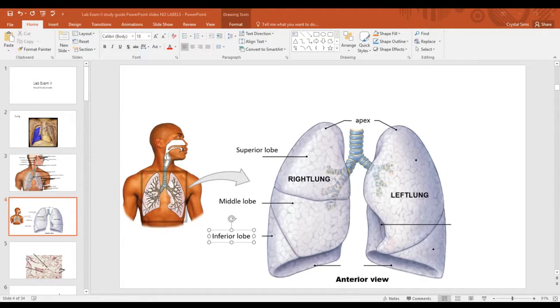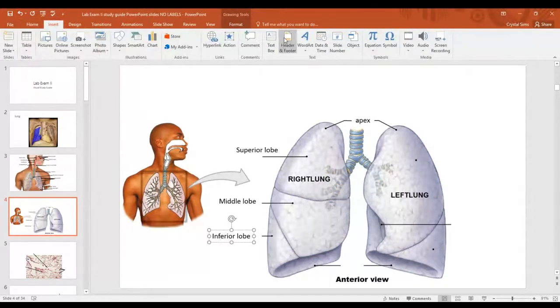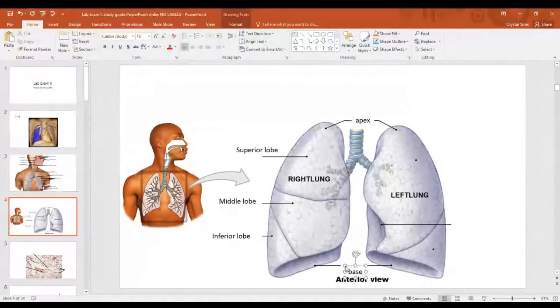Now, the rest of this, if we look at the right lung, we're looking at the lobes of the right lung. So what are the 3 lobes of the right lung?